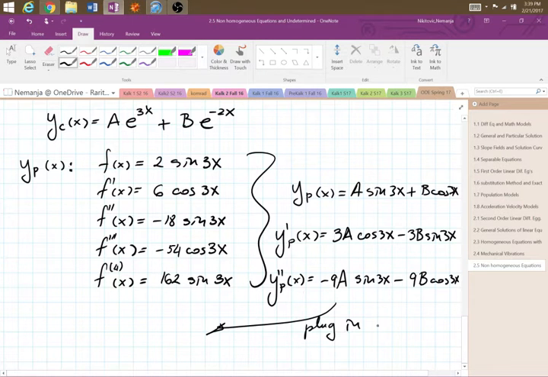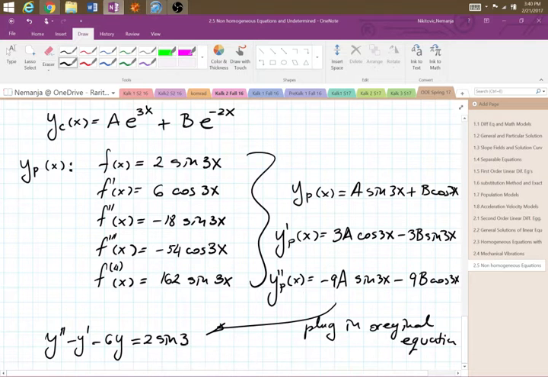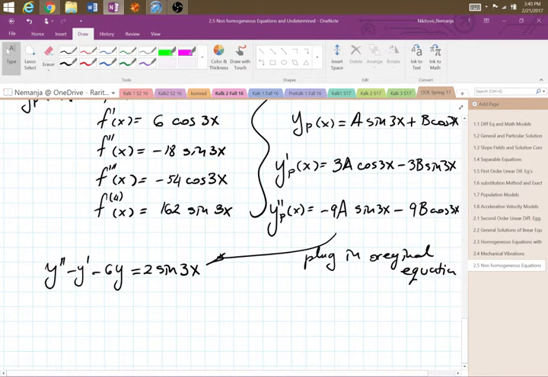Plug in the original equation, and the original equation was y double prime minus y prime minus 6y is equal to 2 sine 3x. Alright, so what do I do? I replace these where they belong.